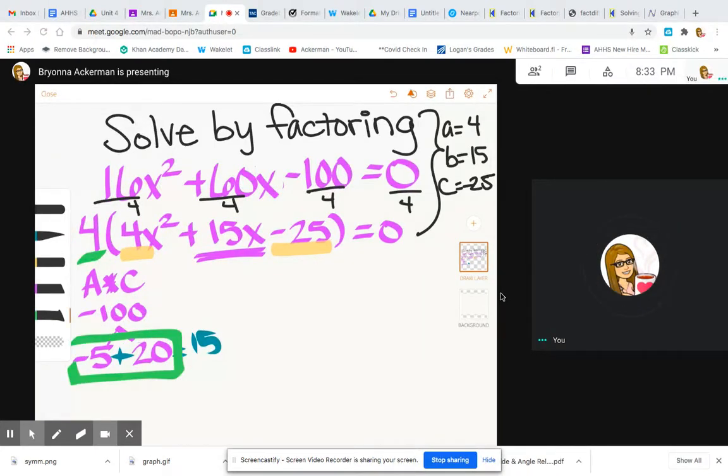Okay. But then remember, anytime A is not 1, there's another step. And so in this case, A, remember over here, is 4. And so we have to take A and divide it by both of these factors and simplify where we can. And so this one actually doesn't simplify. And so the 4 is going to go with the x.